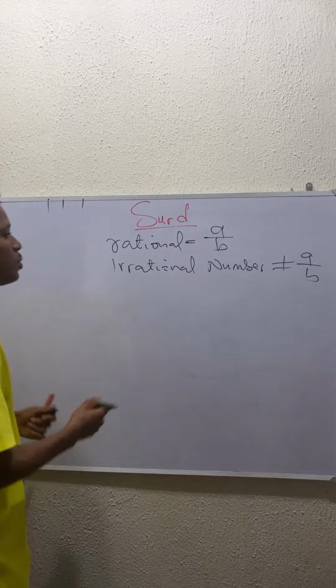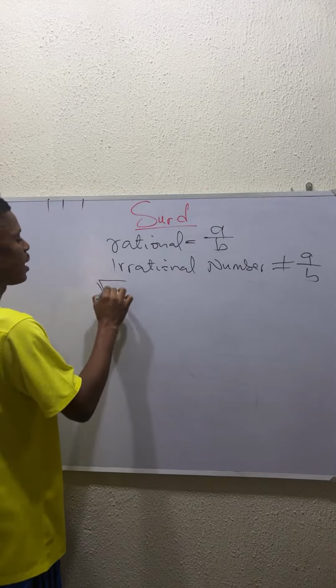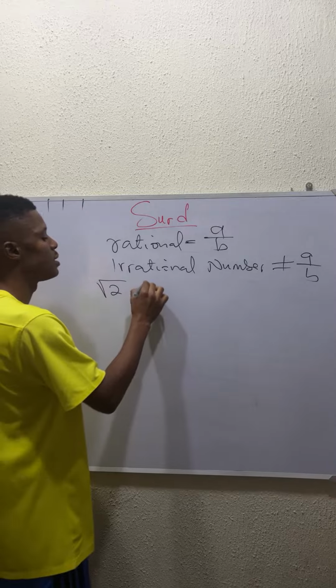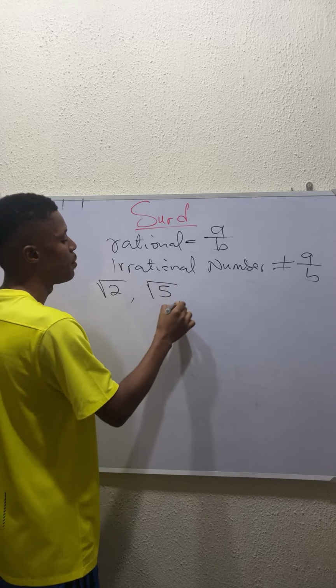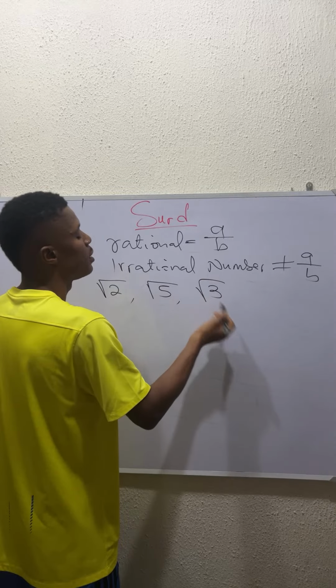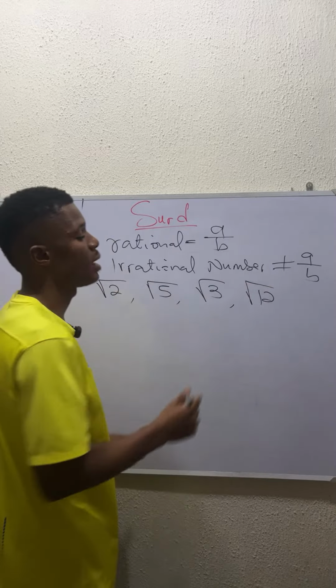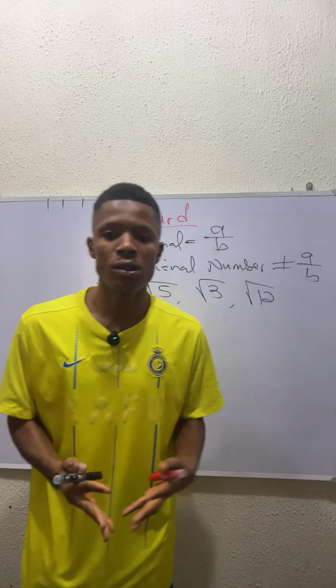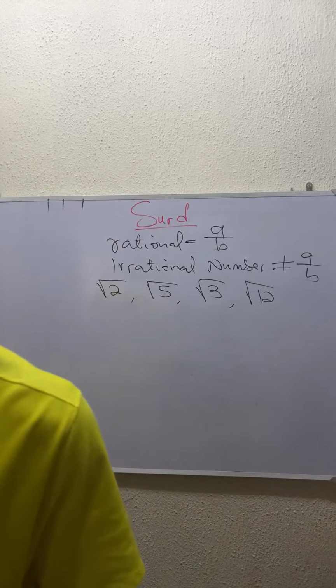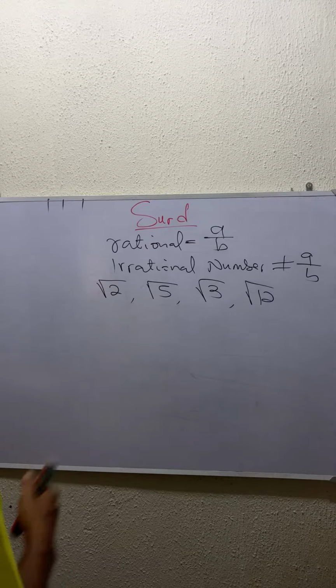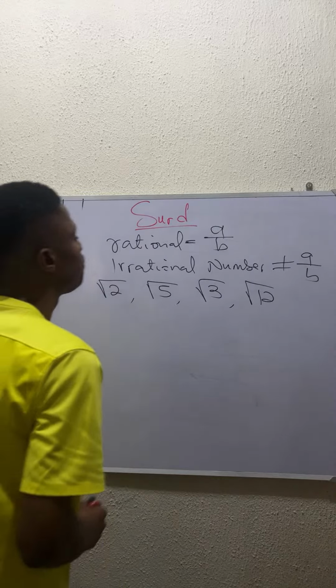In your maths book, you can see numbers like root 2, root 5, root 3, root 12. All these numbers are what we call surds. These are numbers that cannot be expressed in the form of a fraction, and those are the numbers we call surds.